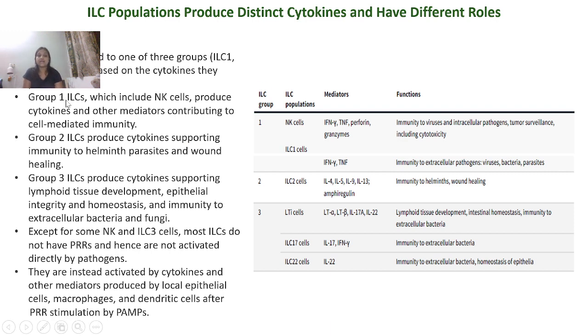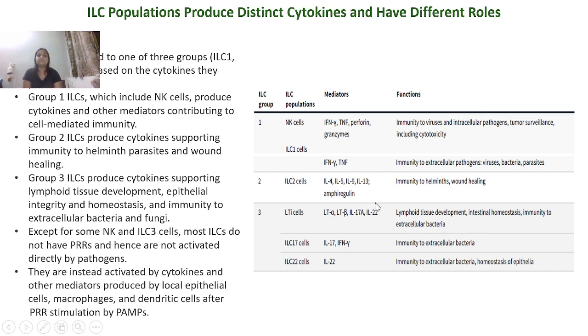Group 1 ILC consists of NK cells as well as ILC1 cells. Here you can see these NK cells produce IFN-gamma, TNF, perforin, and granzymes, which give immunity to viruses and intracellular pathogens, tumor surveillance, including cytotoxicity. And ILC1 cells will produce IFN-gamma and TNF. They also give immunity to different kinds of pathogens like viruses, bacteria, and parasites.